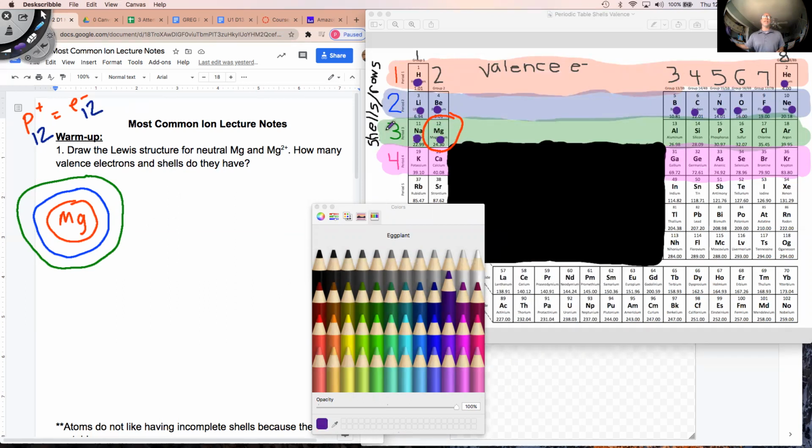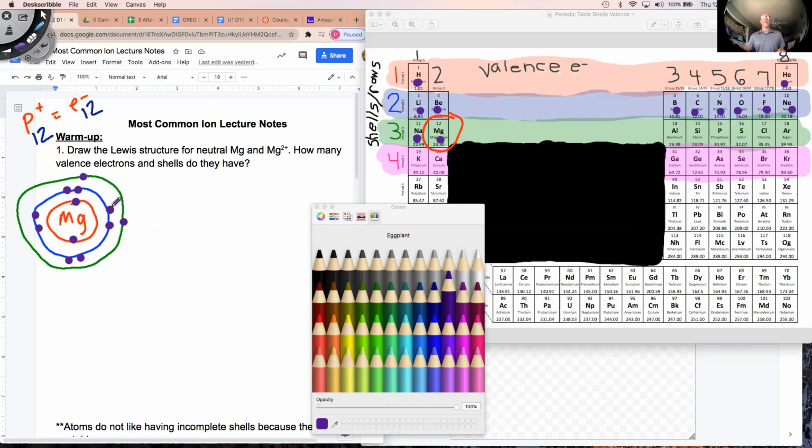The last electron is in row number 3, or shell number 3. The first shell has how many electrons? It has 2. The second shell, all of them are there. That's a maximum number. We can't put any more than 8 in any shell. This one has 8. 1, 2, 3, 4, 5, 6, 7, 8. So that's the 8. And then we have 1, 2 in our last shell, our third shell. This would be the shell model of magnesium.